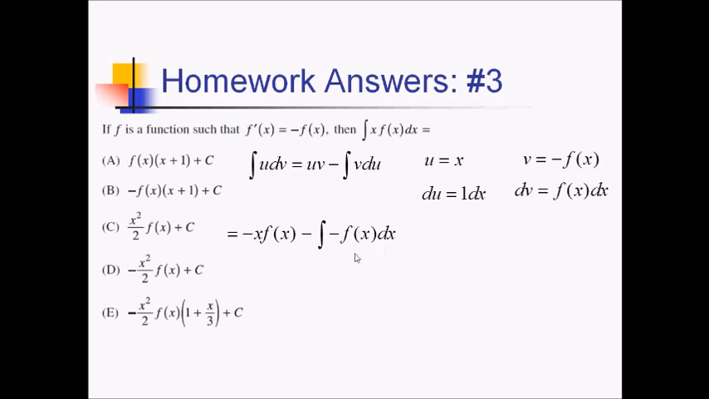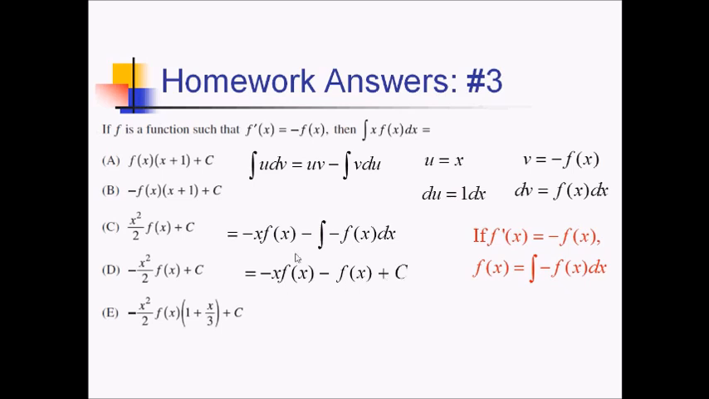So you might be saying, well, isn't the antiderivative of negative f of x just f? And actually it is. If f prime equals negative f of x, taking the antiderivative of both sides, that means f equals the antiderivative of negative f of x dx. This expression right here is just f. So I've got negative x times f of x minus f of x, and then don't forget your plus c, and then, oops, none of the answer choices, so we've got to go a little further.